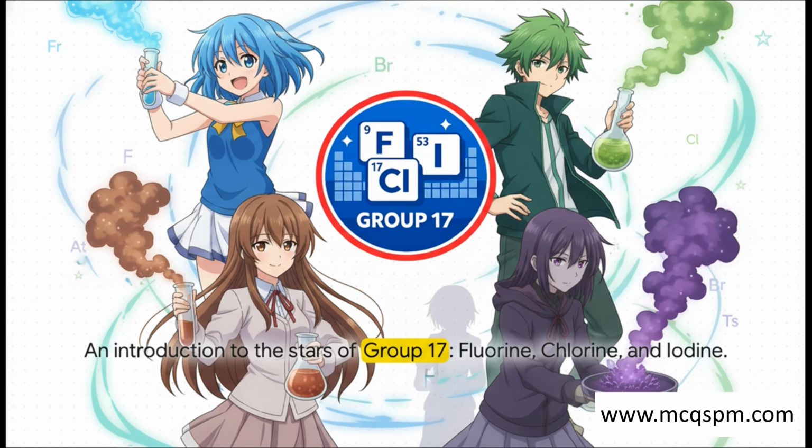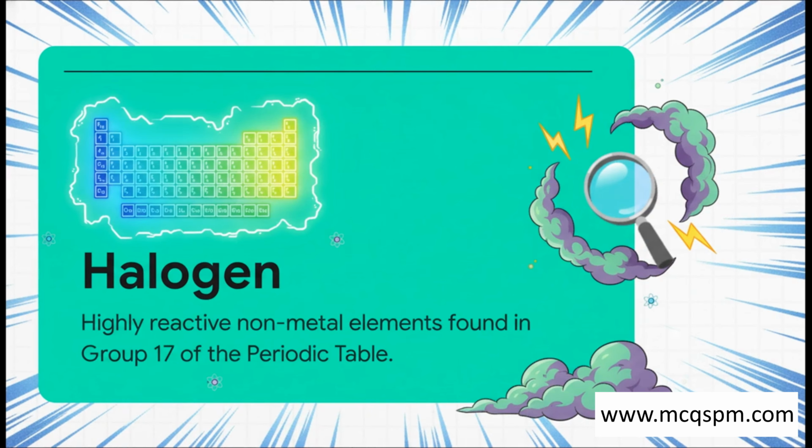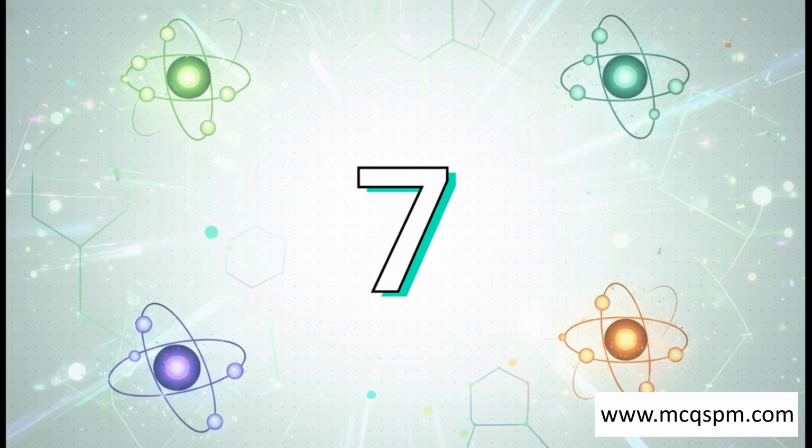So, officially, the textbook definition says halogens are highly reactive nonmetal elements, and their address is super simple. You'll always find them in Group 17. That's the second column from the right on the periodic table. Easy to spot. So what is that secret code I was talking about? The thing that ties them all together?